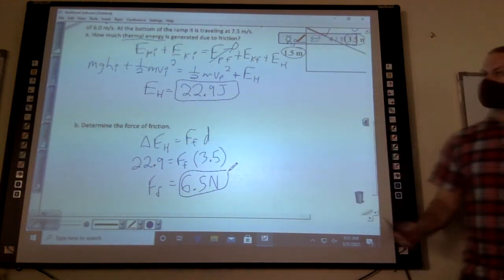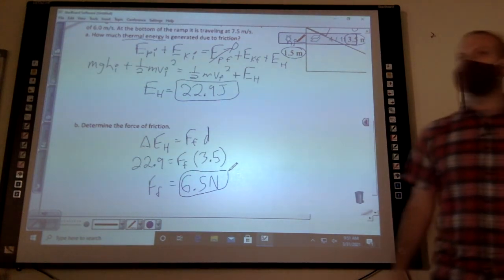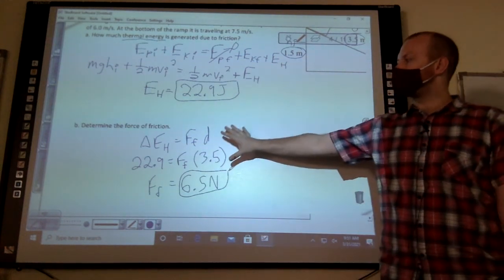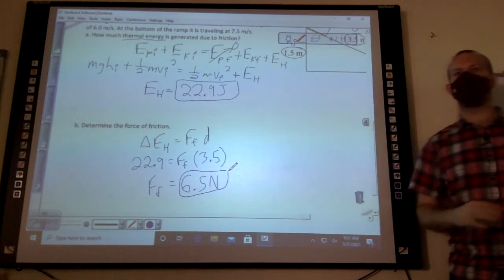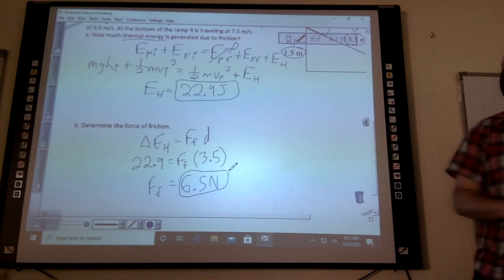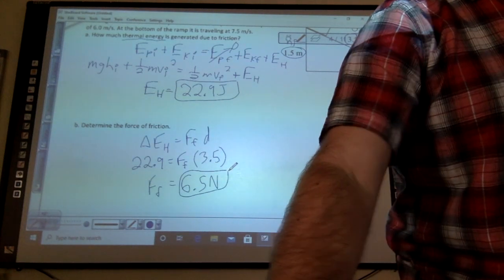Any questions with this? So really the only thing that's changing from last year is maybe this equation. I don't think I showed you this specifically, that heat is force times distance. That's something that's slightly different, but everything else is the same. So that is conservation of energy.